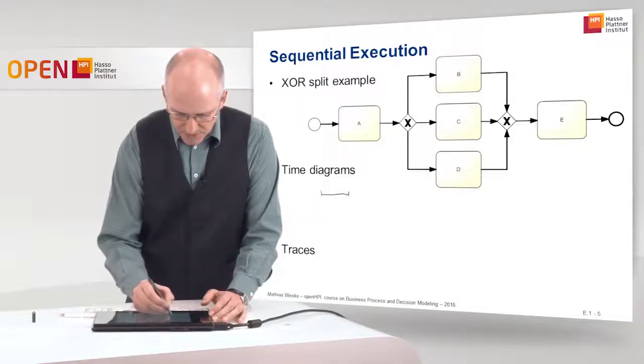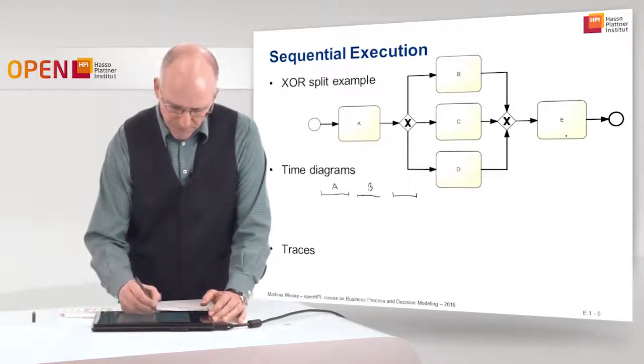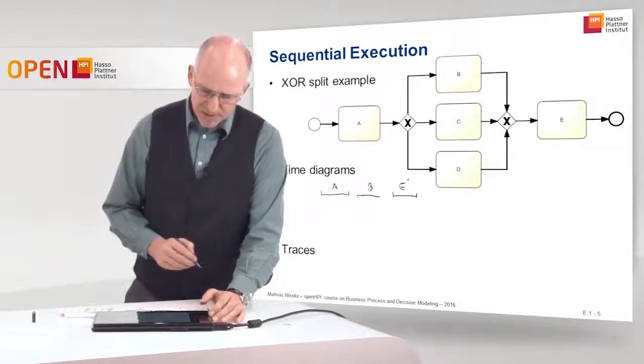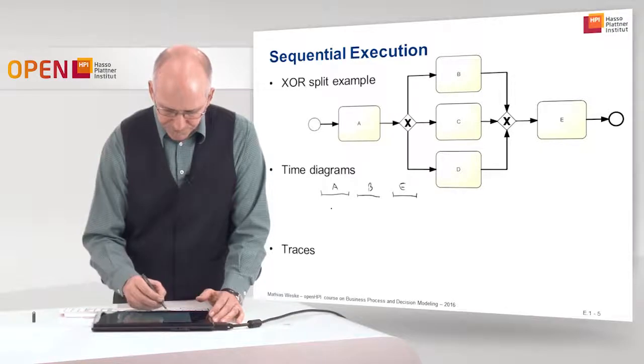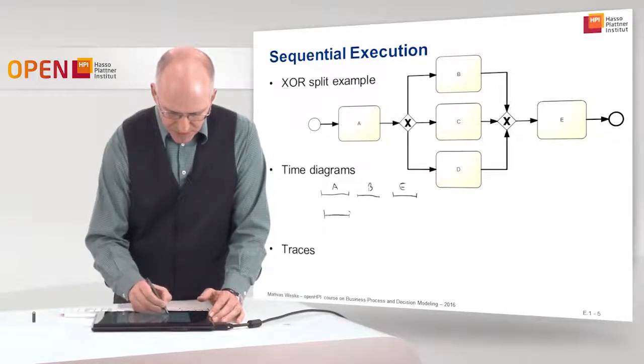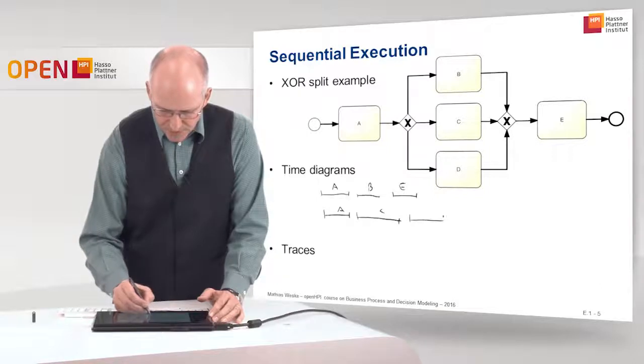The first one is first A, then B, and then the final activity E. Now this is the case when the upper branch is taken, where B is executed. And the other time diagrams would look like this. So again, there is an A, but then there can be a C, which can also be a bit longer, of course. And afterwards we have the E.